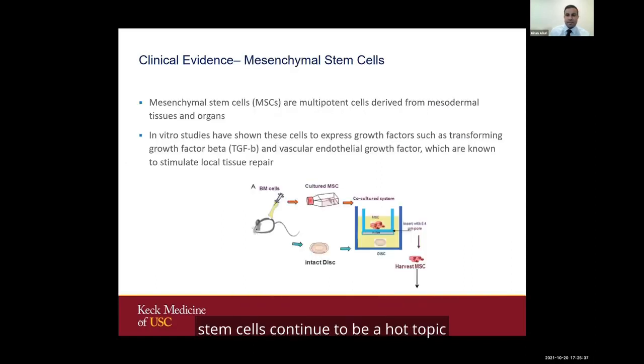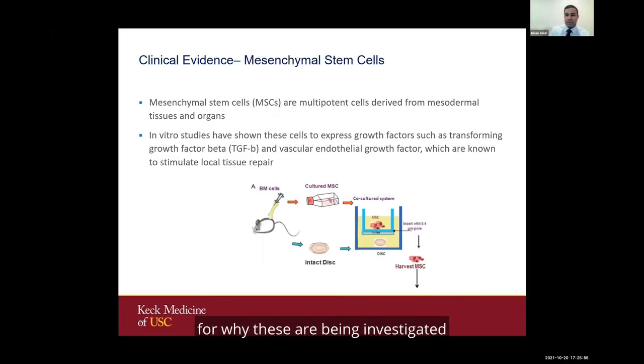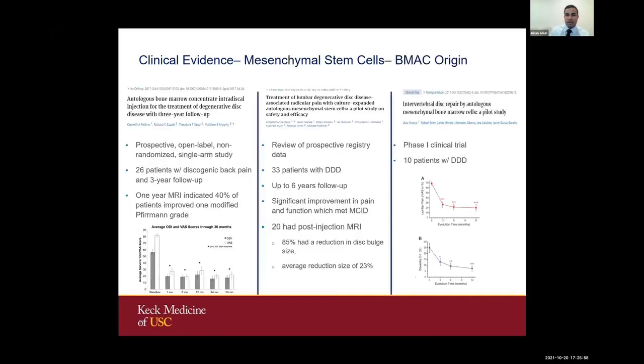Mesenchymal stem cells continue to be a hot topic, and they're becoming even more thoroughly investigated in spine. But in vitro studies or basic science studies have shown that stem cells can express growth factors such as TGF-beta and VEGF, which are known to stimulate local tissue repair. And that's sort of the background for why these are being investigated in degenerative disc disease.